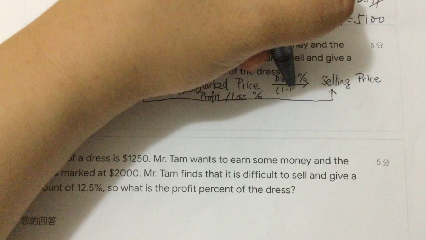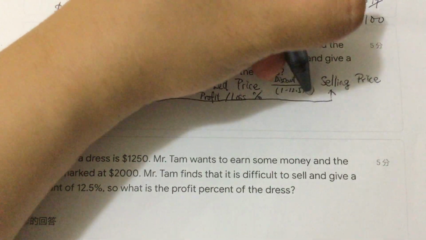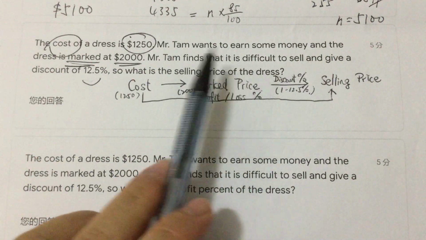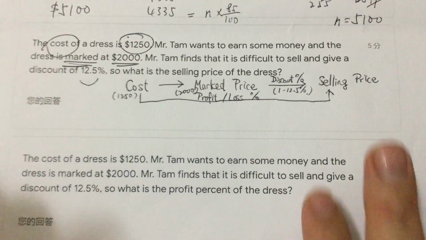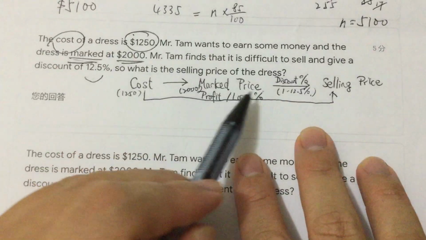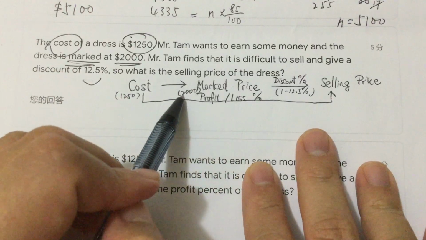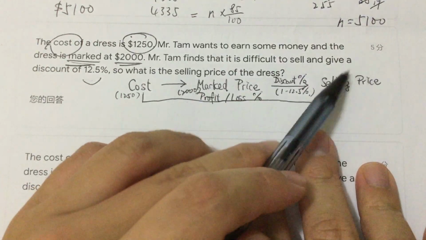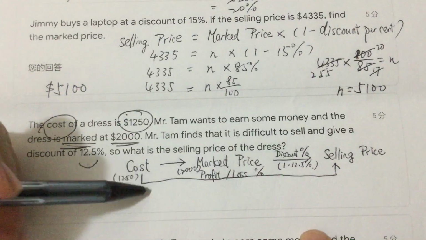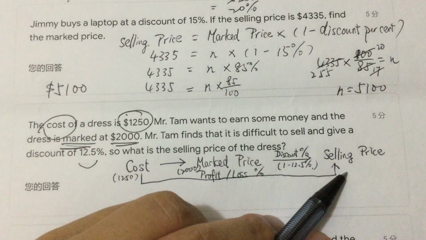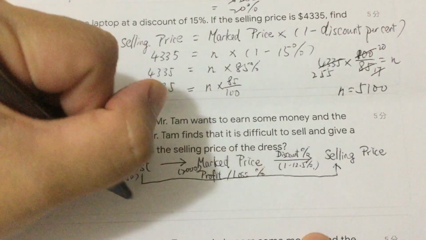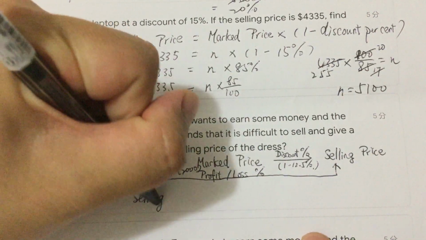So we will have 1 minus 12.5% here. So we are going to find the selling price. So we will not consider the 1,250. We only consider this arrow. Because we have 2,000, we have 1 minus 12.5%, so that we can calculate the selling price. So immediately, we will use the formula here. This one once again. So we have the selling price we are going to calculate.